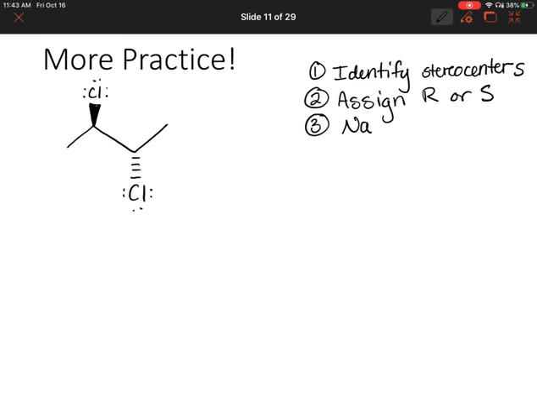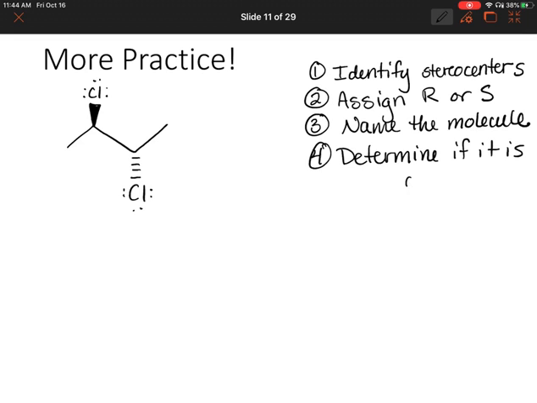Then I want you to name the molecule and determine if it is chiral. Remember, if something is chiral, its mirror image does not overlap with the original molecule. Or the other way to think about it is if something is chiral, it does not have a plane of symmetry. Okay, so pause the video, try to go through these 4 steps, and then when you feel that you're ready, or if you get stuck, you can unpause and we'll go over it together.